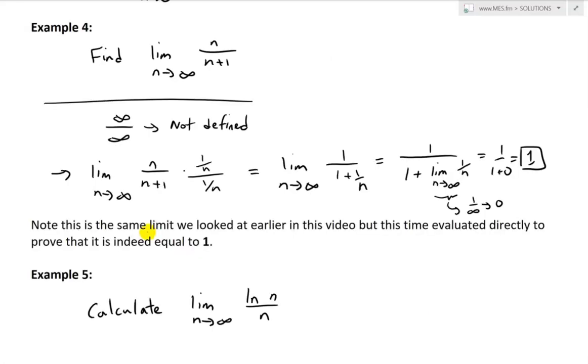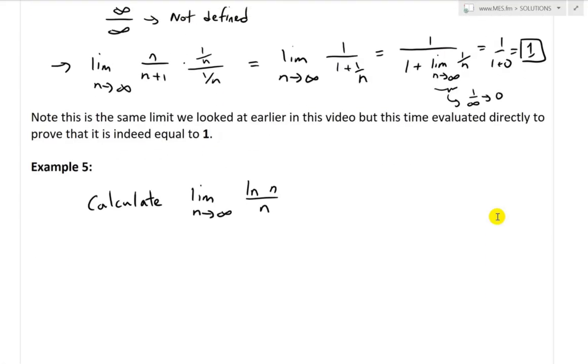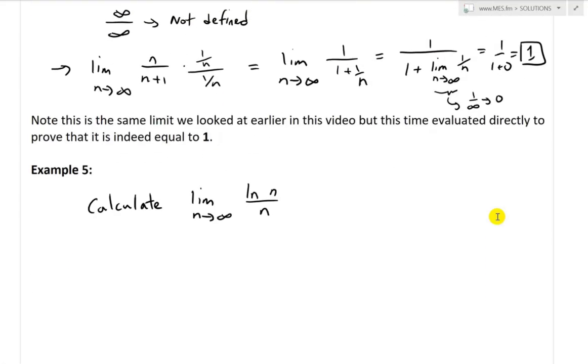Note that this is the same limit we looked at earlier in this video, as I stated, but this time evaluated directly to prove that it is indeed equal to 1, instead of just using the indirect methods before. Nonetheless, let's go further and look at example 5 right now.